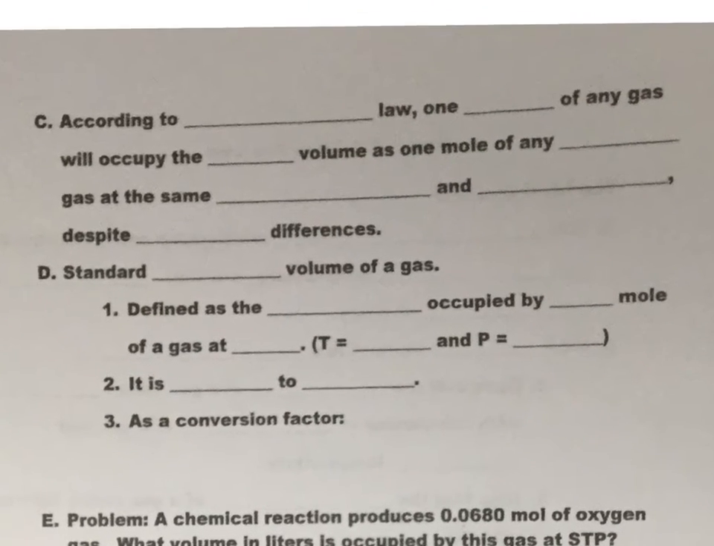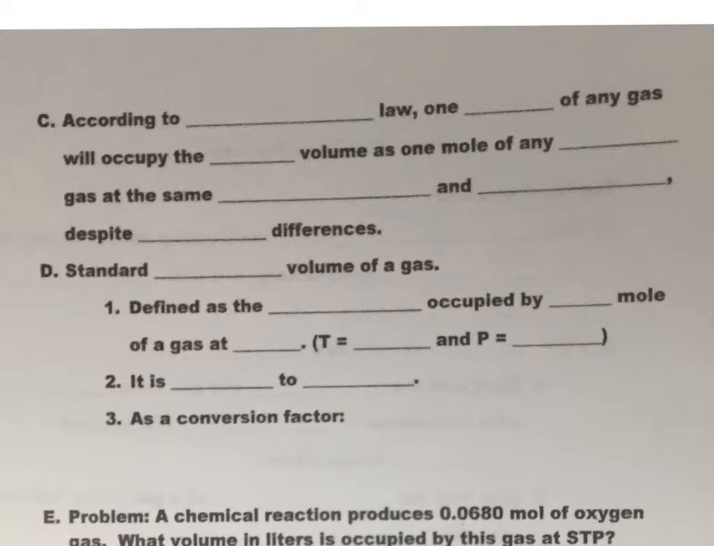So looking at the other side, according to Avogadro's law, one mole of any gas will occupy the same volume as 1 mole of any other gas at the same temperature and pressure. So what they're saying is keeping those constant, despite the mass differences.